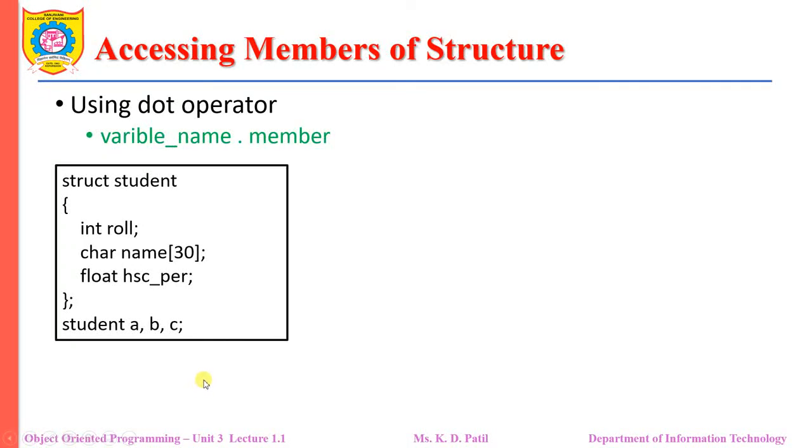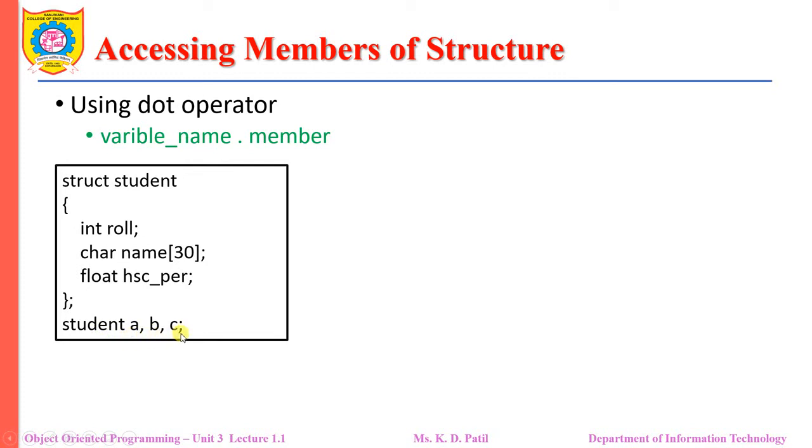How to access the members of a structure? Now here I have the structure which consists of members as role, name and HSC percentage. The members of a structure can be accessed using the dot operator. So the syntax is variable name, dot operator, then member. Now here the structure variables are A, B and C.